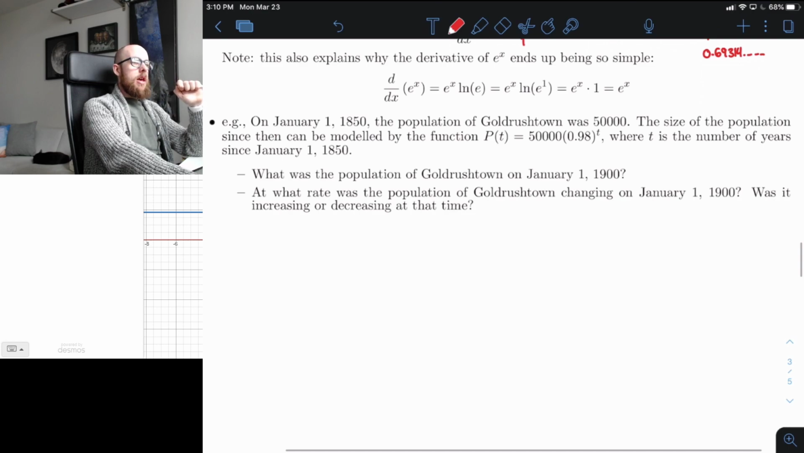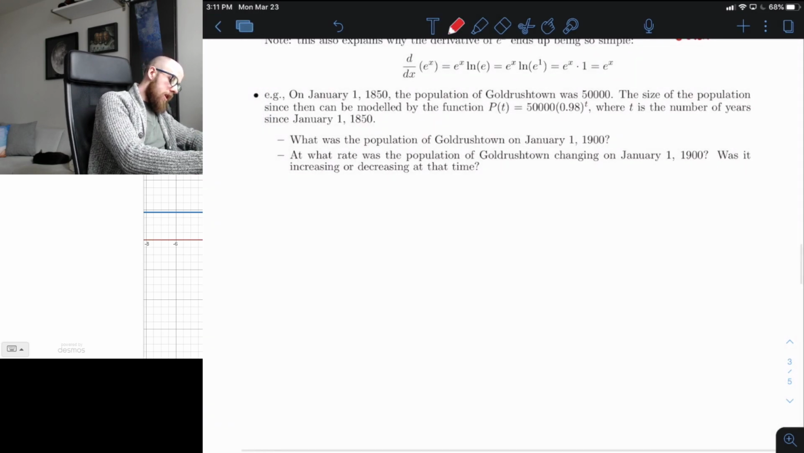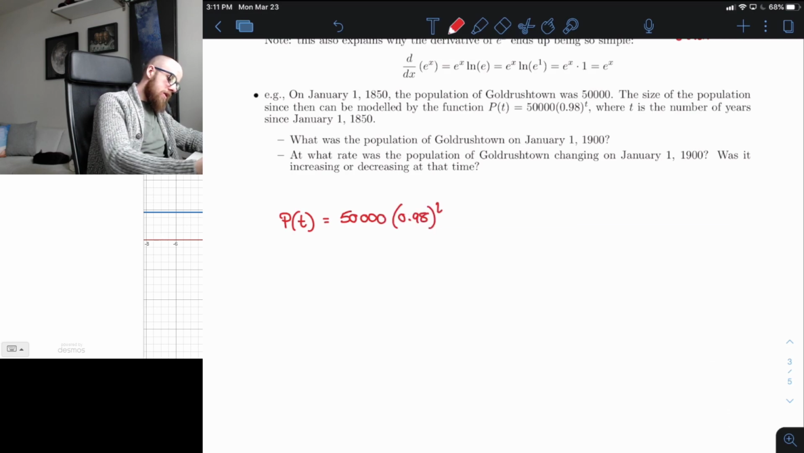First, let's calculate what the population of Gold Rush Town was on January 1st, 1900. So let's write the function down here. P of t equals 50,000 times 0.98 to the power of t.